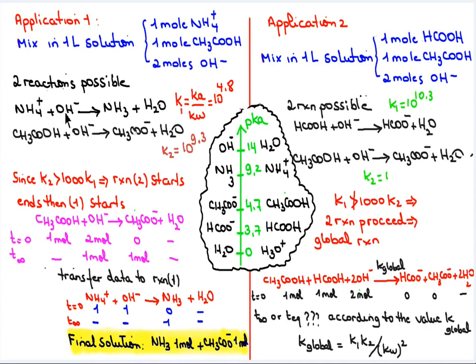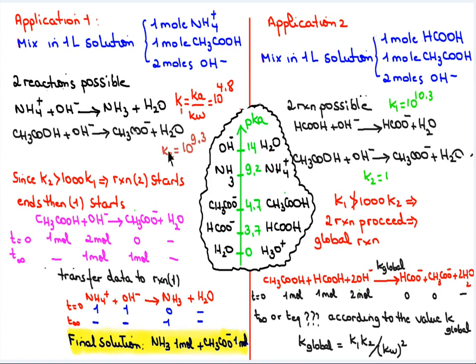The first is between NH4+ and OH- to give NH3 and H2O, where the equilibrium constant of this reaction is equal to the concentration of the product NH3 divided by NH4+ and OH-. So K1 equals Ka of the couple NH4+/NH3 divided by Kw, equal to 10 to the power 4.8. And the second reaction is between acetic acid and OH- to give acetate and H2O. In the same way, K2 of this reaction is equal to acetate divided by acetic acid times OH- at equilibrium. So K2 equals Ka of the couple CH3COOH/CH3COO- divided by Kw, so K2 equals 10 to the power 9.3.